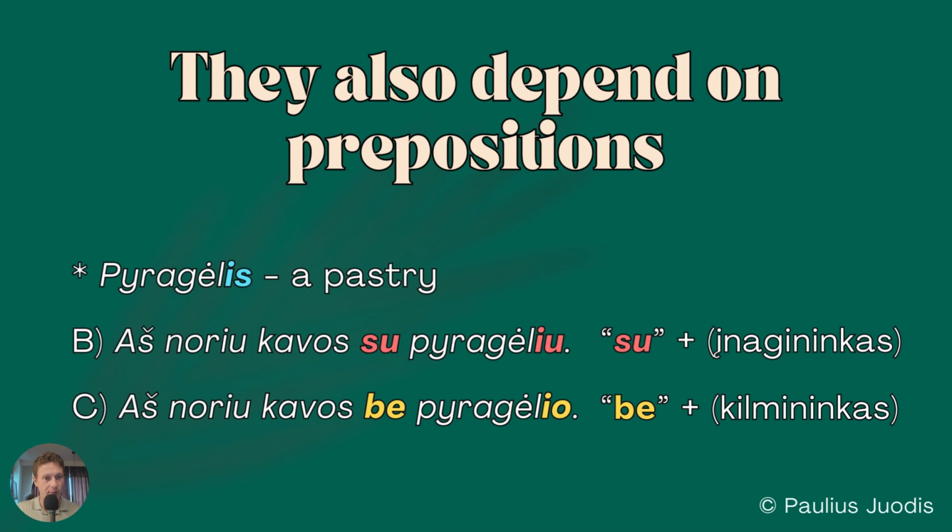I'm using the preposition su, and then I am forced to use the instrumental because anytime I'm using the preposition su, I must use the instrumental case. So aš noriu kavos su kuo? Aš noriu kavos su pyragėliu. So let's say I don't really want the pastry, I just want the coffee. Then I could say aš noriu kavos be pyragėlio. I want the coffee without the pastry. So as you can see, we're using another preposition, be, without, and this forces me to use another case, the genitive, kilmininkas. So aš noriu kavos be pyragėlio. Su pyragėliu, be pyragėlio. The case will depend on the preposition.